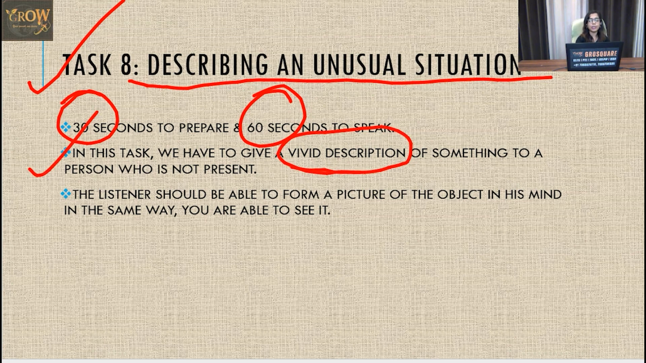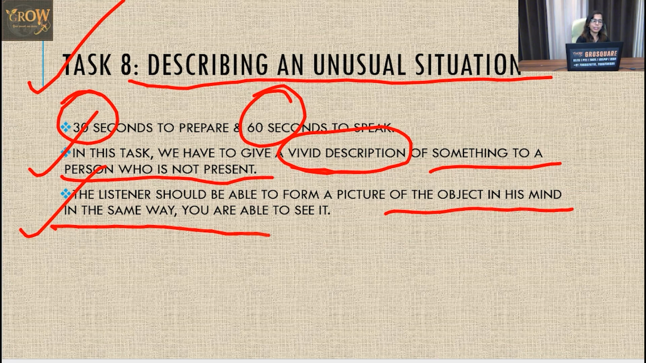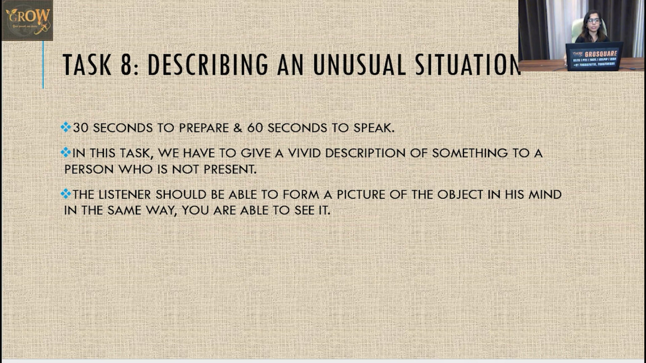Vivid refers to a clear description of something to a person who is not present. So the listener should be able to form a picture of the object in his mind in the same way you are able to see it. We have to suppose that we are able to see a thing, but the other person is unable to see that. So we have to call the person and explain what the thing is all about. I have given an example as well.